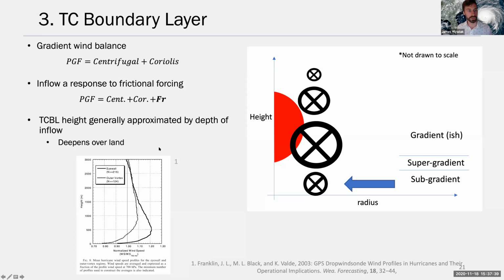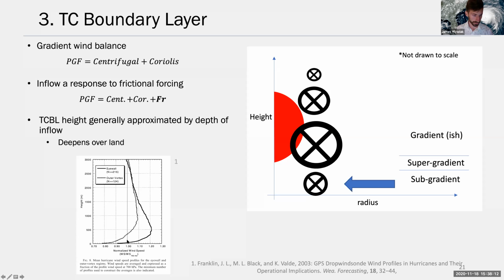Usually the boundary layer height is approximated by the depth of the inflow, because conceptually the boundary layer is essentially the layer closest to the surface that's most affected by frictional forces. This figure down here is from Franklin et al. in 2003, and it shows a dropsonde composite of many tropical storms and hurricanes over the Atlantic. This is an average vertical wind profile for the boundary layer below 3 kilometers.